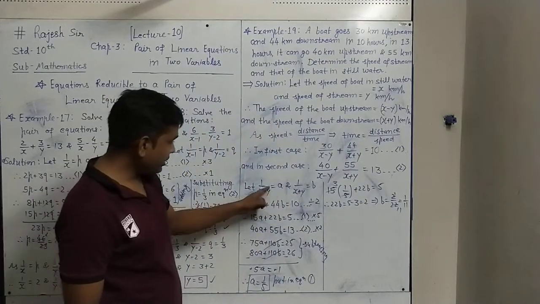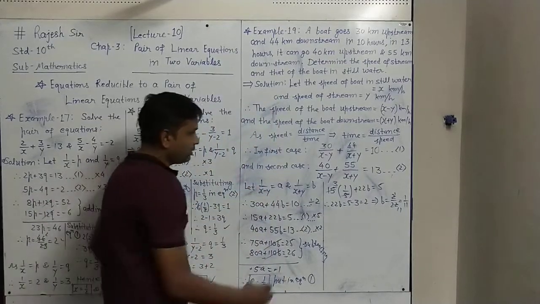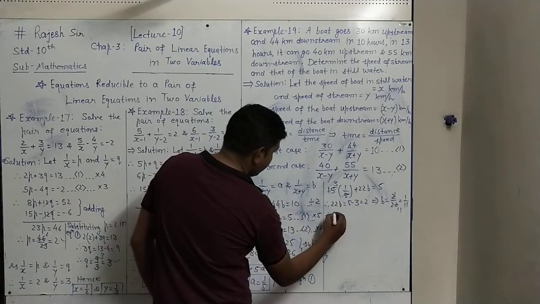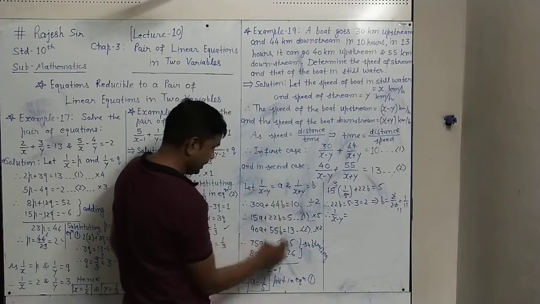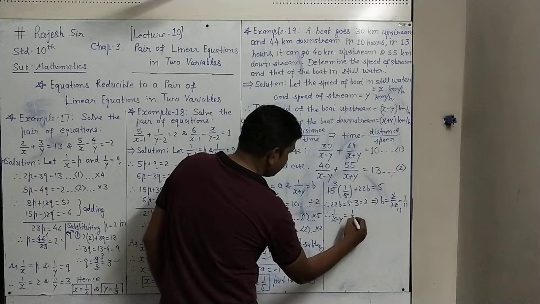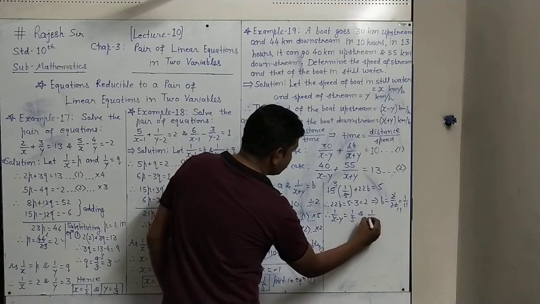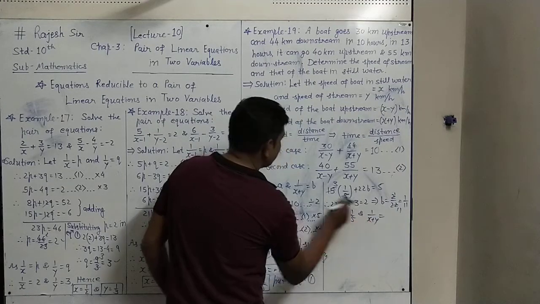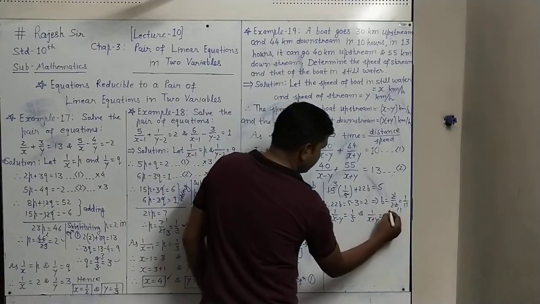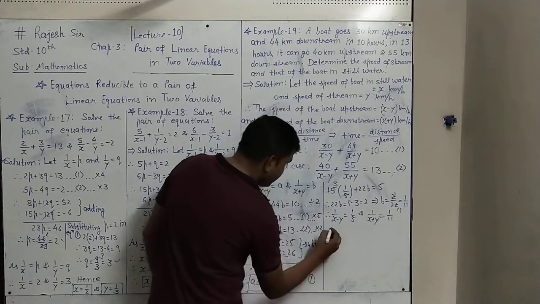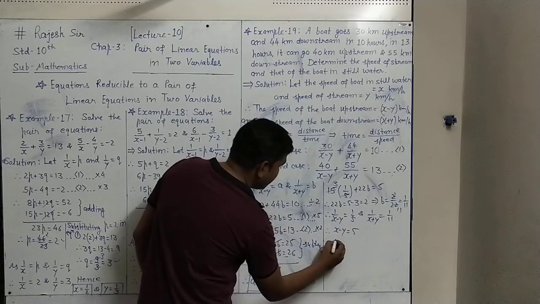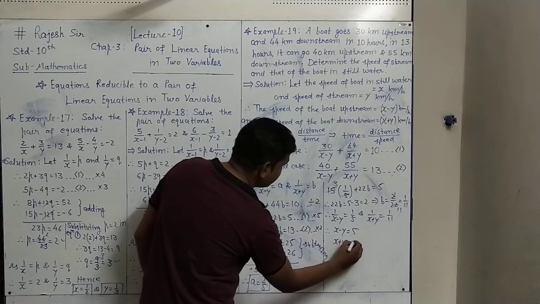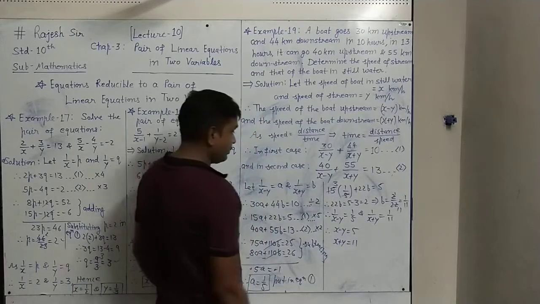The value of a is 1 upon x minus y. Compare this. Therefore 1 upon x minus y equals a, and a equals 1 upon 5, and 1 upon x plus y equals b, and b equals 1 upon 11. Reversing on both the sides, what will we have? x minus y equals 5 and x plus y equals 11. These two relations we will have.